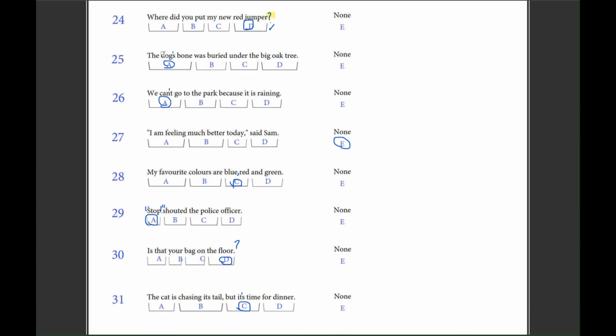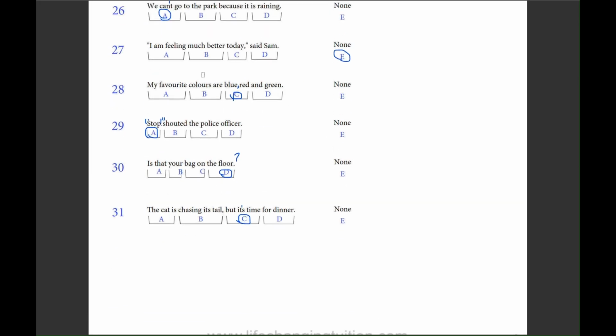Question 25 is also about punctuation. In the sentence, "The dog's bone was buried under the big oak tree," where is the error? Your choices: A, the dog's; B, bone was; C, under the; D, big oak tree; E, none. The "why not" tells us that B is not correct and the other groups are fine. The correct answer is A, the dog's. The explanation makes it clear that possession needs an apostrophe. It should be the dog's bone.